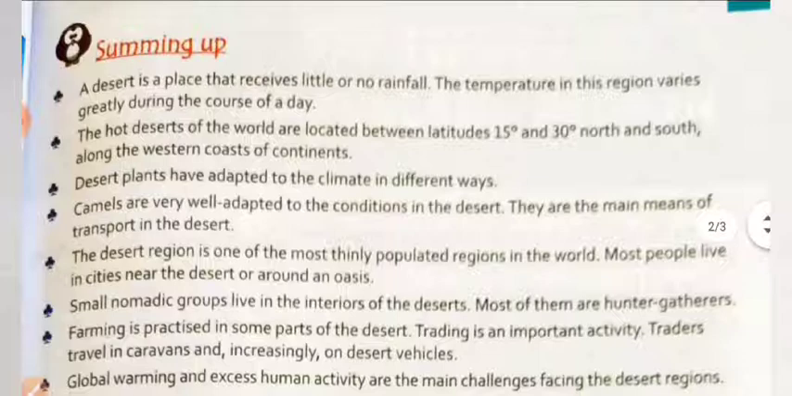Small nomadic groups live in the interiors of the desert, most of them hunter-gatherers. Some of the nomadic people, like the Bedouin, Pintupi, San and Tuaregs, live in the interior of the desert, and they also hunt and gather like tribal people.